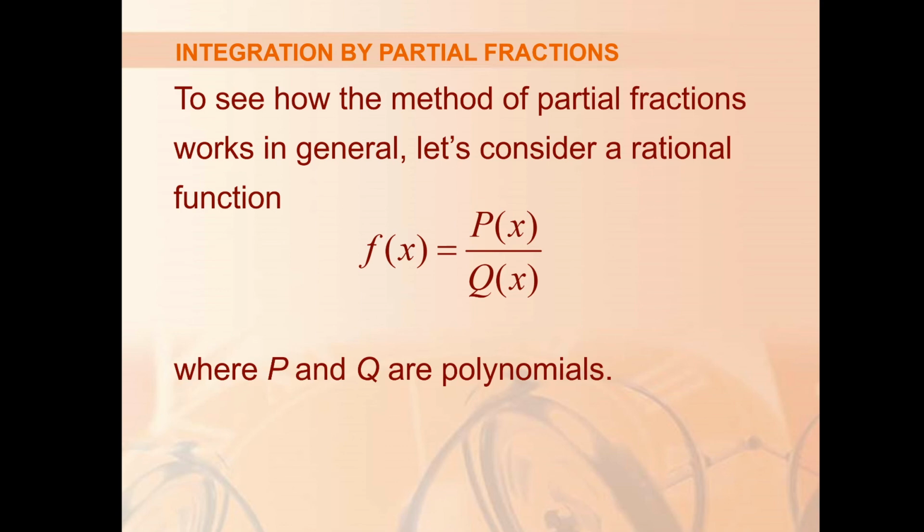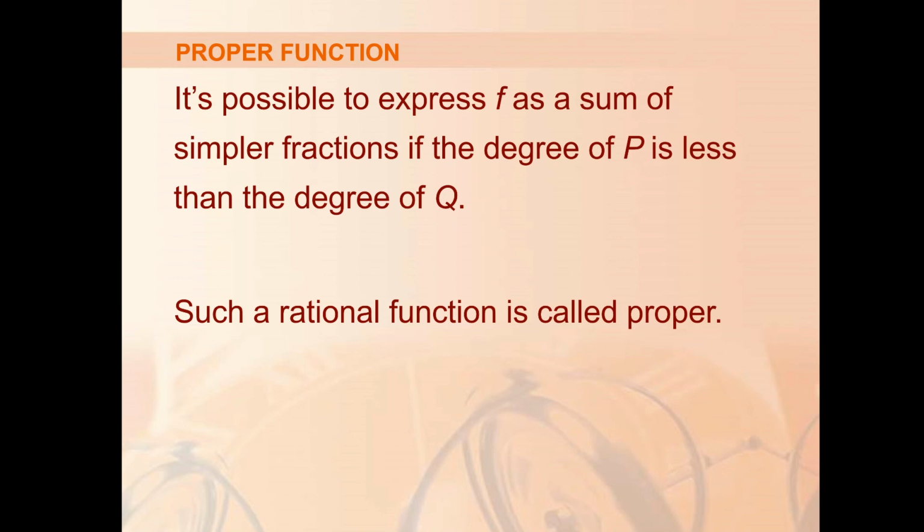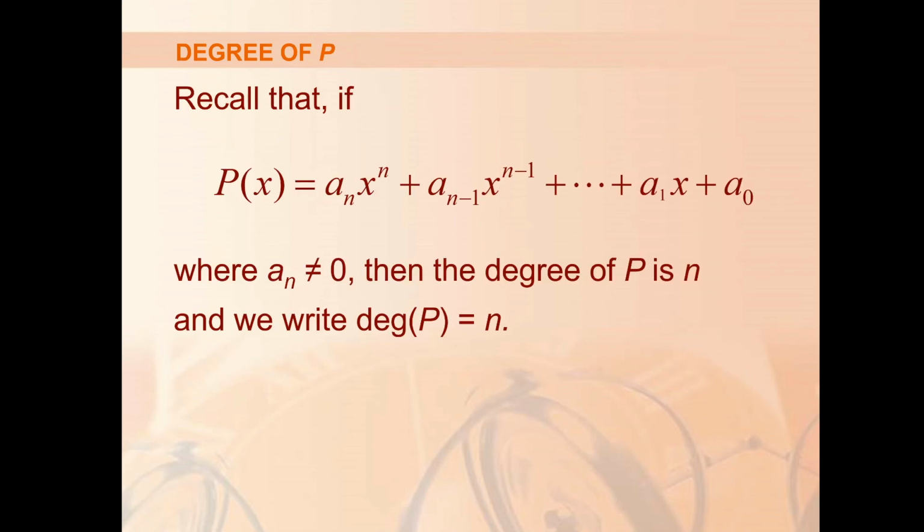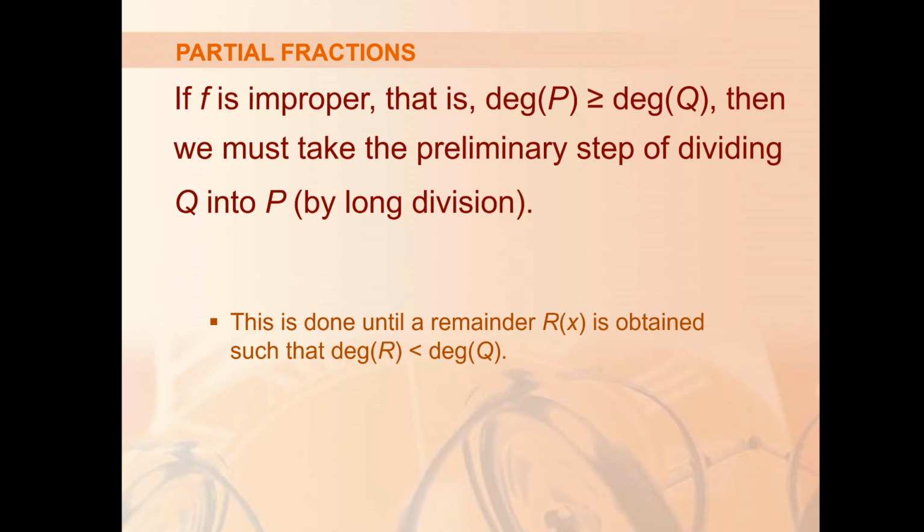To see how the method of partial fractions works in general, let's consider rational functions p of x over q of x, where p and q are polynomials. It's possible to express f as a sum of simpler fractions if the degree of p is less than the degree of q. We talked about that in pre-calc. Let's say the degree on the top is greater than the degree on the bottom. That means we use either synthetic division or long division. Synthetic division requires the denominator to be a linear binomial. If that's not the case, then we're forced to use long division.